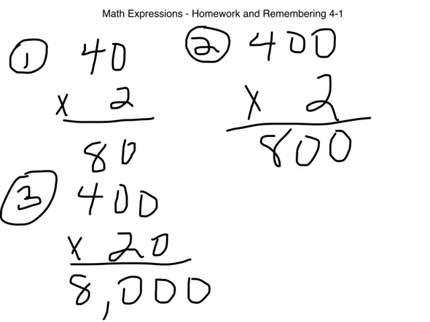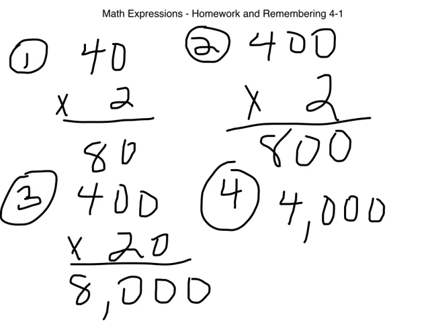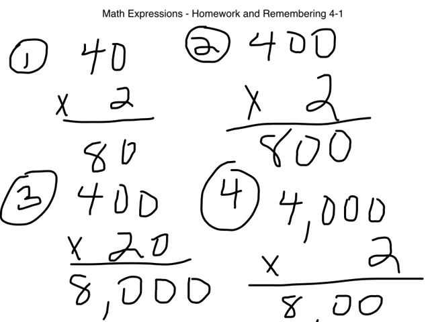Let's try the last one in that first row, number 4. 4,000 times 2. Well, let's try it again. Cover up those zeros. Cover up your 3 zeros, and 4 times 2 is 8. So you should have the same answer as number 3 for number 4, 8,000.